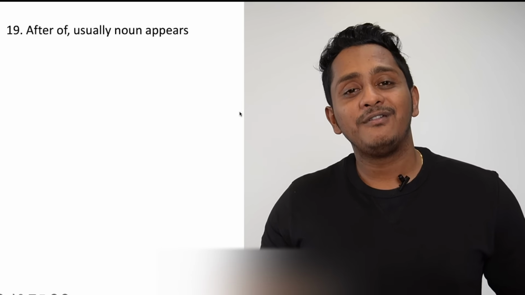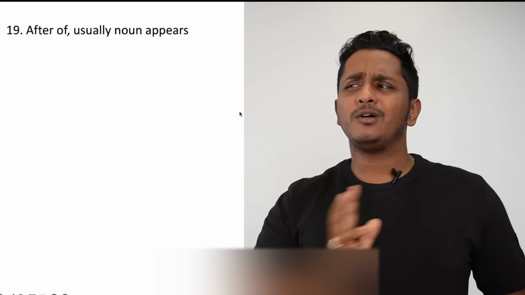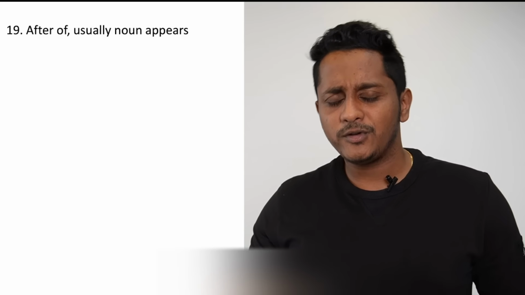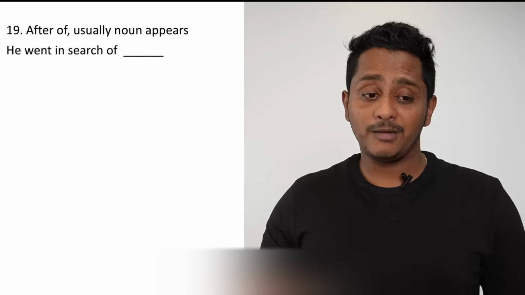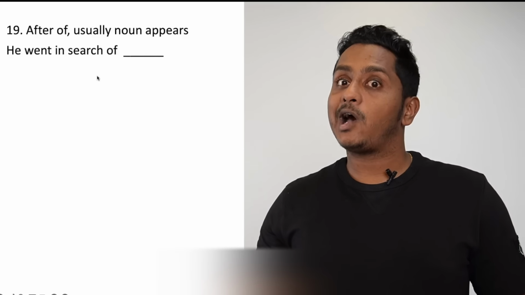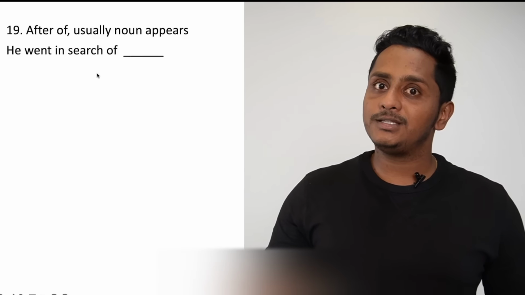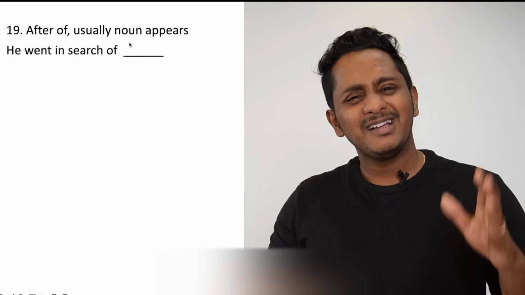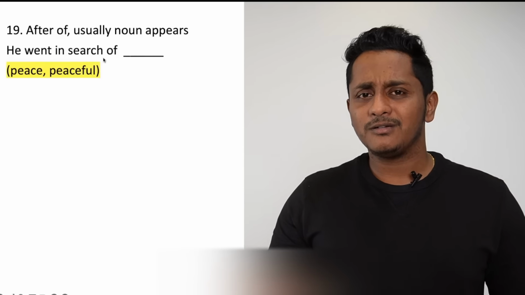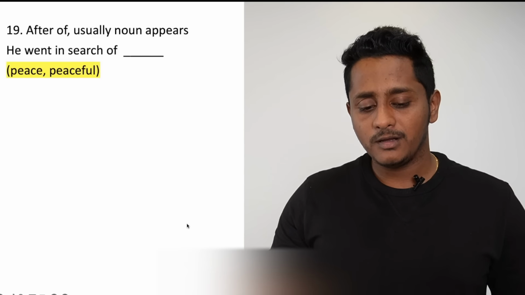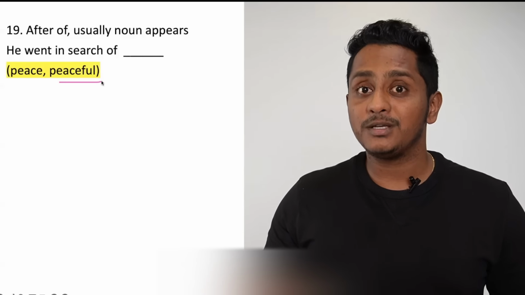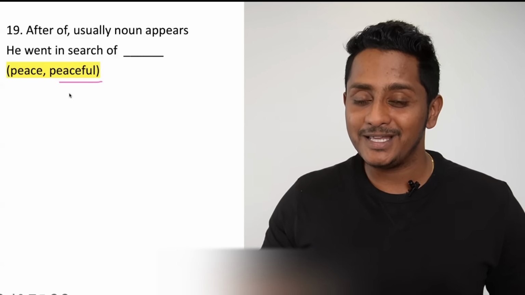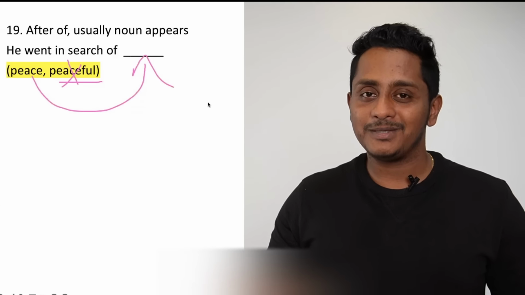19th one: after "of", usually a noun appears, not all the time. Usually after "of", if there is a dash, a noun will come. See there: he went in search of a car, he went in search of peace, he went in search of a house, he went in search of his lover, he went in search of something. He went in search of peacefulness, not peaceful. Peaceful is an adjective. He is peaceful. He went in search of peace.